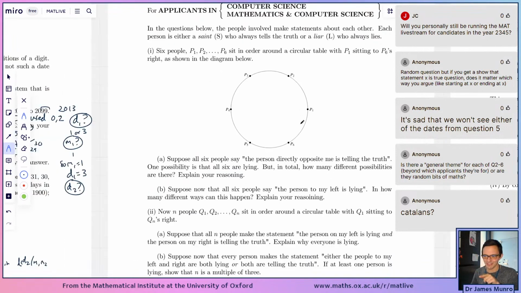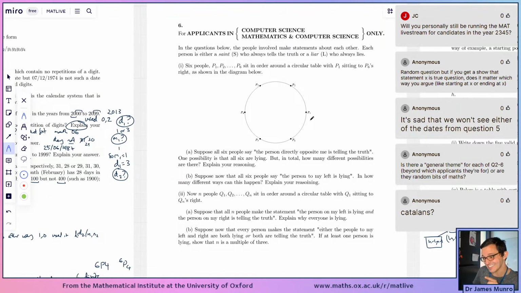This truth lie question, by the way, is extremely complicated. The people are talking about, look, either the people to my left and right are both lying or both telling the truth. Everyone says it. So here's a multiple of 3. That's just like, oh my goodness, what? Some of them always lie, is the thing. And there's like acceptable patterns of saints and liars, and the acceptable patterns all have length multiples of 3. This is really, really weird. Good, okay.